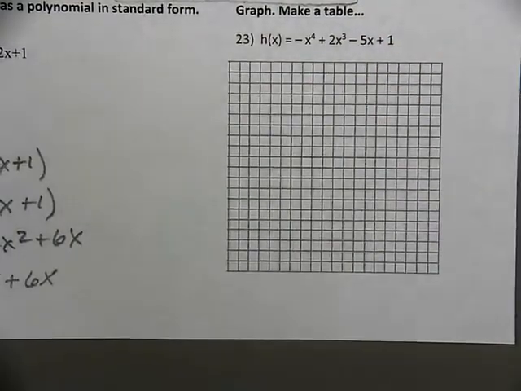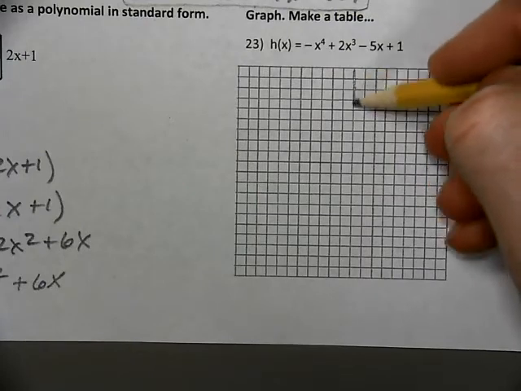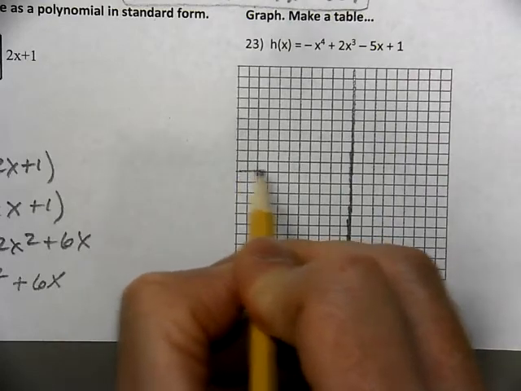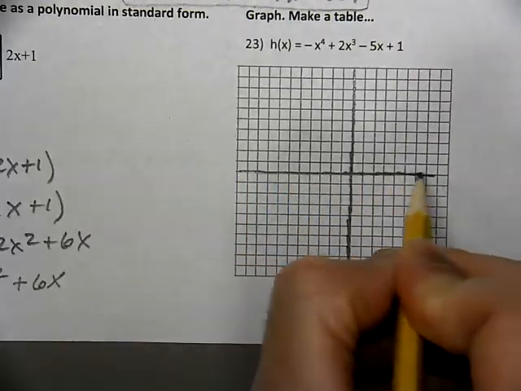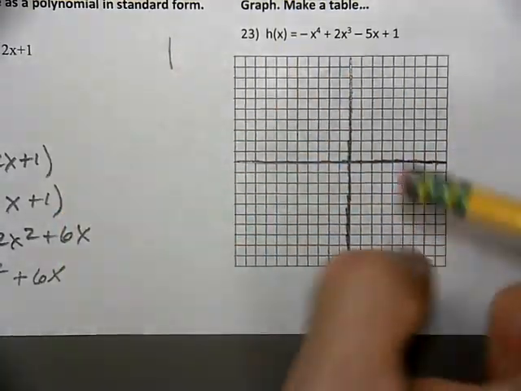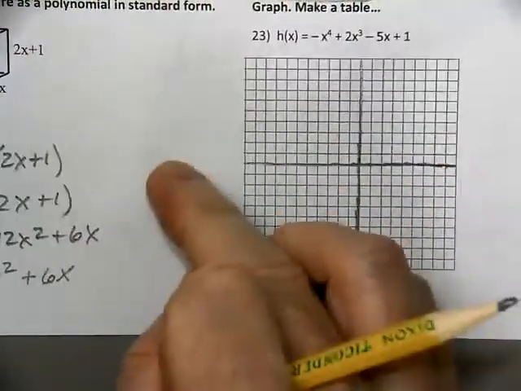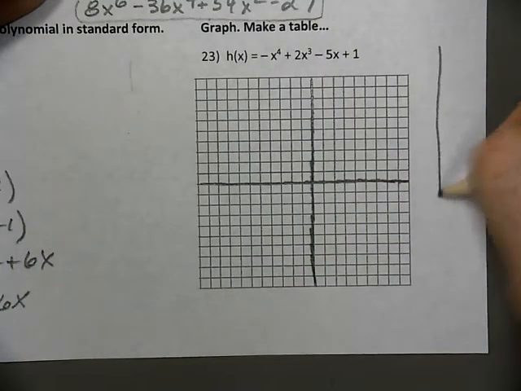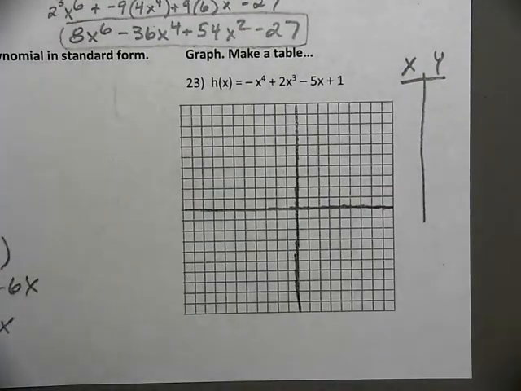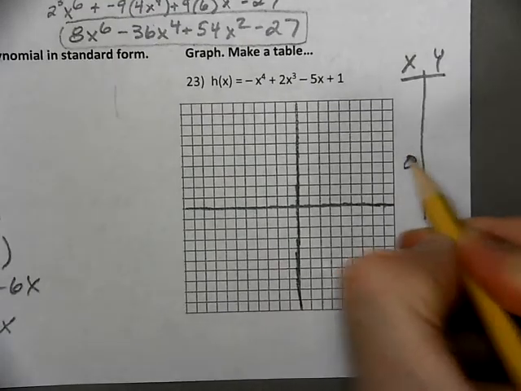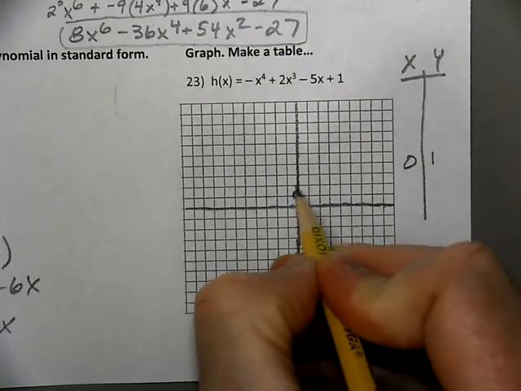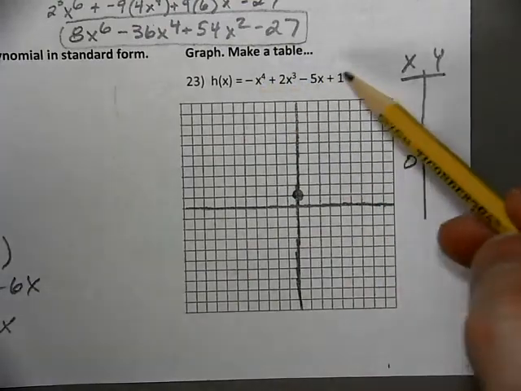Okay, we're going to graph this guy. We're going to make a table. I'm going to use this area for my synthetic. So I'll make my table over here. My x and the y. When x is 0, I know I'm going to get 1. That's my y-intercept.